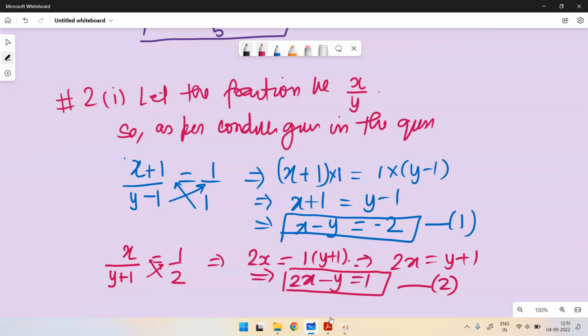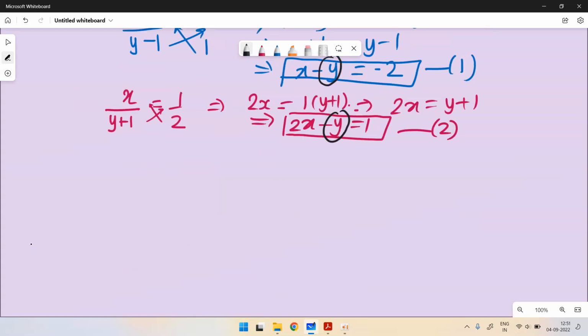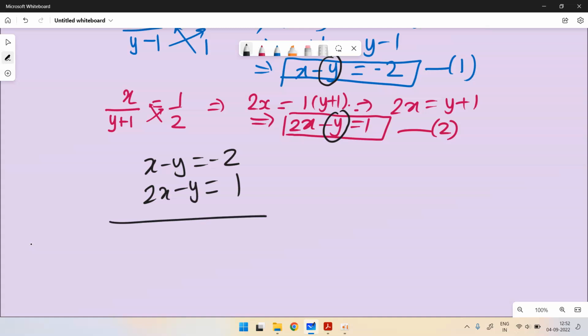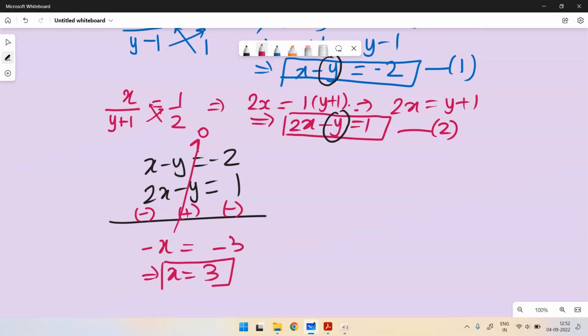Now if you see, the coefficient of y is the same, minus 1 and minus 1. So you can directly subtract without even multiplying. The equations are x minus y equal to minus 2, and 2x minus y equal to 1. Subtracting, minus y plus y becomes 0, x minus 2x is minus x, and minus 2 minus 1 is minus 3. So the value of x will be 3, because minus minus get cancelled.